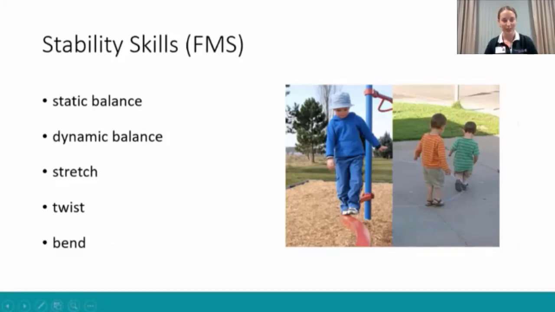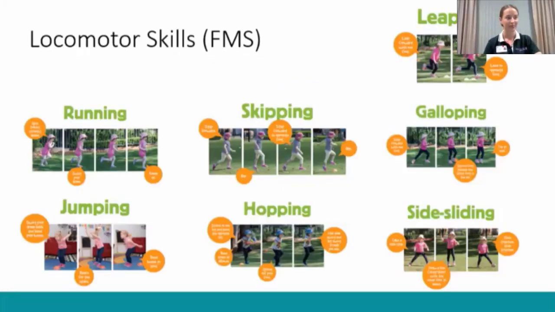Okay, so stability skills. These are the movements where the body remains in place but moves around on its horizontal or vertical axis. These include static balance, or balancing in one place, dynamic balance, so balancing while moving, stretch, twist and bend. We then have our locomotor skills. These include running, jumping, skipping, hopping, leaping, galloping and side sliding, and they all involve moving the body from one location to another.